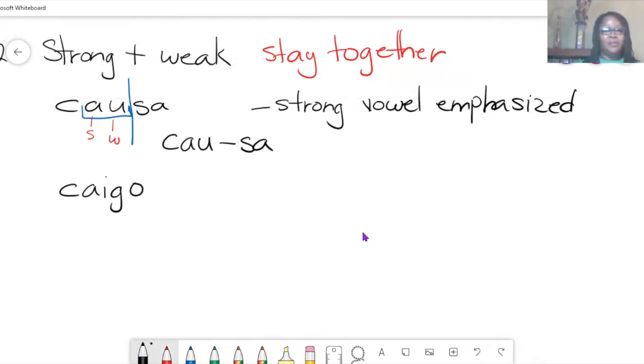All right. So again, we have two vowels coming together, A and I. A is our strong vowel. I is our weak vowel. Again, the rule says, once you have a strong plus a weak, the weak needs the support. You cannot separate them. They must stay together. So they're going to be staying together in the same syllable. And so we put the break there.